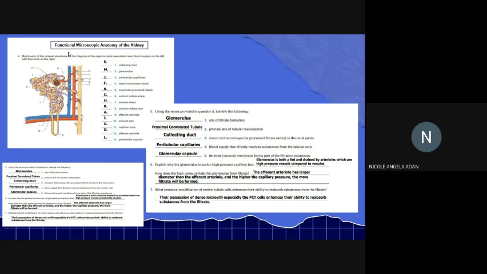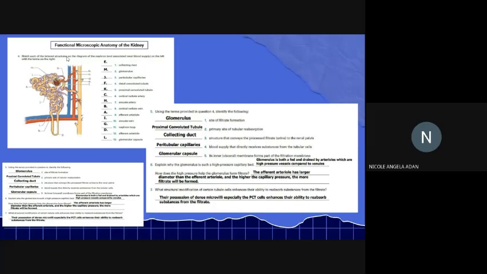Number 11, nephron loop. It is located in letter G. And 12, afferent arteriole. It is located in letter D. And lastly, for number 4, number 13, glomerular capsule. It is located in letter L.